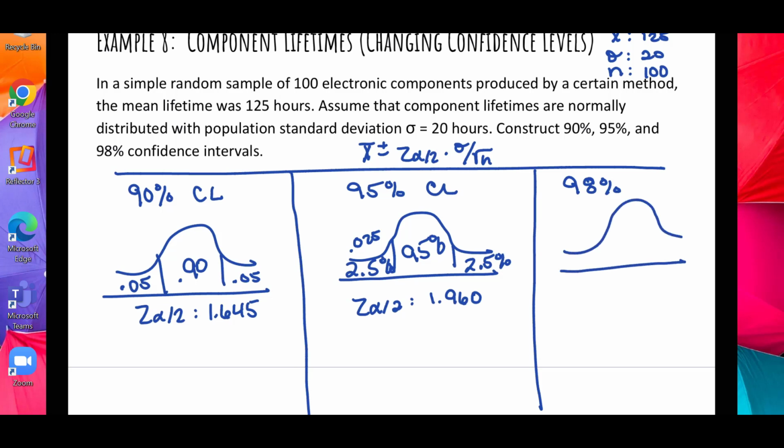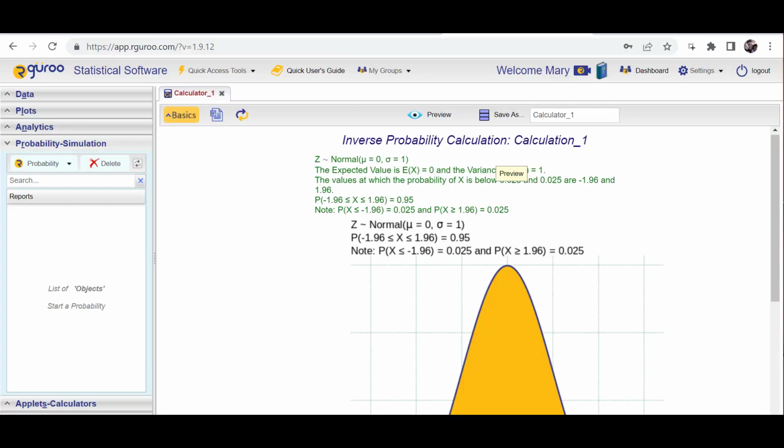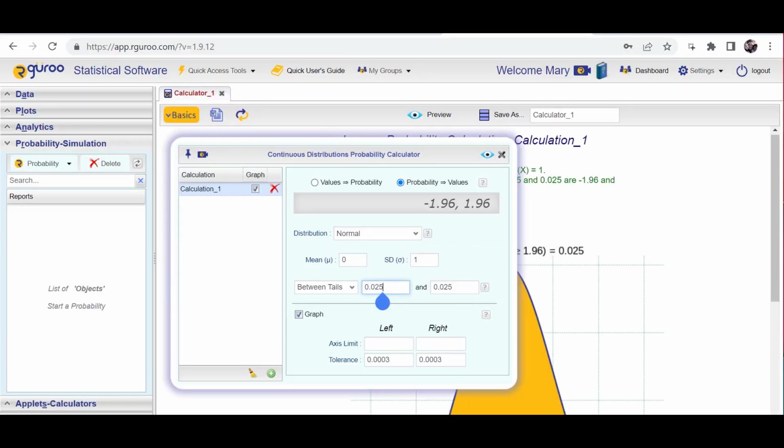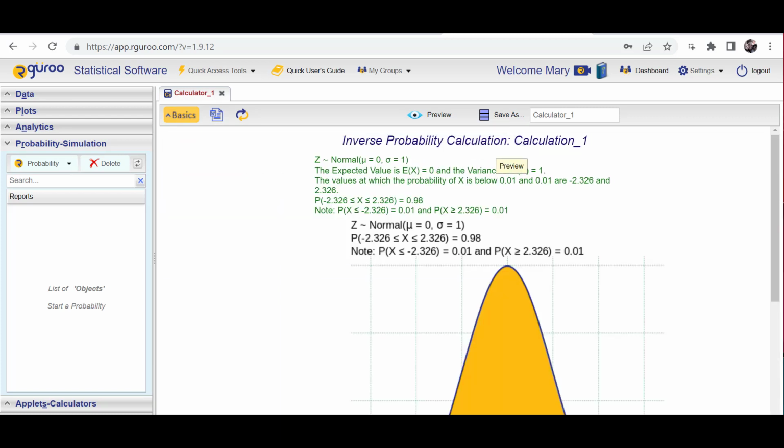One more, let's do 98%. If 98 is in the middle, that leaves 2% over, so we have 1% or 0.01 on either side. So going back to this, our lower tail is 0.01, our upper tail is 0.01, and we get 2.326.